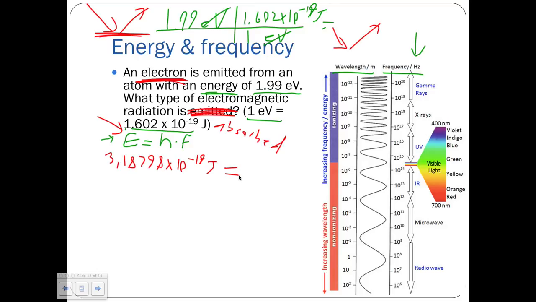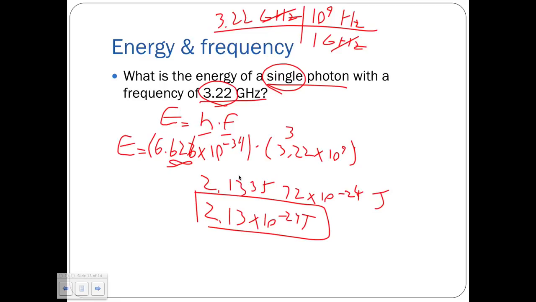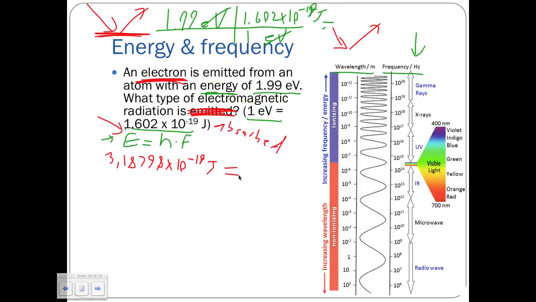So we have an energy we've already figured out, 3.18798 times 10 to the negative 19th joules, equals h times f. So h, remember, is Planck's constant. If you don't remember what it is, we look back again and we say, okay, 6.626 times 10 to the negative 34th, times our frequency, which we don't know.